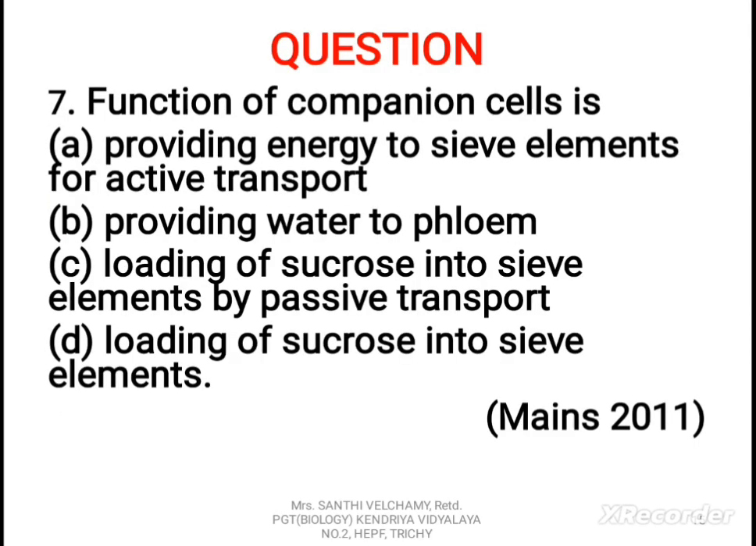Seventh one. Function of companion cells is: A. Providing energy to sieve elements for active transport, B. Providing water to phloem, C. Loading of sucrose into sieve elements by passive transport, D. Loading of sucrose into sieve elements. The correct answer is D, loading of sucrose into sieve elements. Companion cells move sugar and amino acids into and out of the sieve elements. So D is the correct answer.